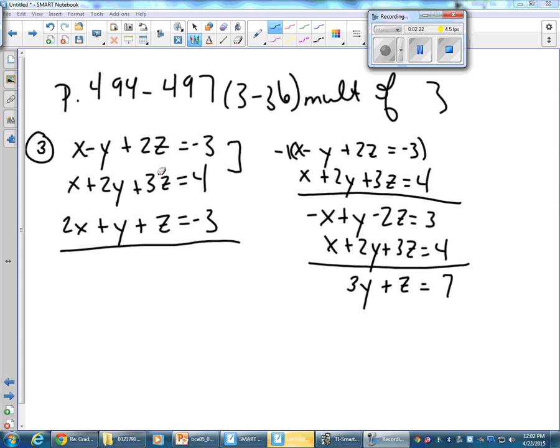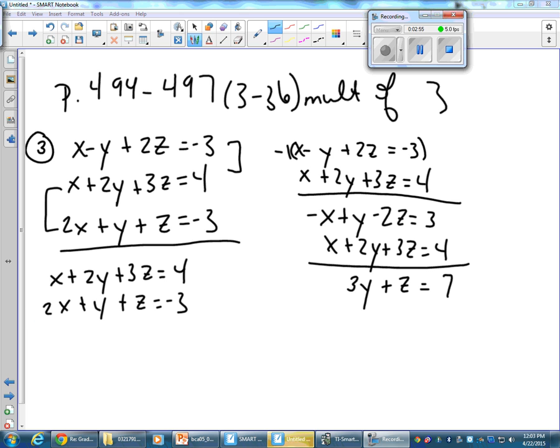Okay, so I used the first 2 to cancel the x's. Now I have to use another pair of equations to also cancel the x's. I can't use the first 2 again, so it either has to be the second and the third, or the first and the third. I'm going to let my 4th period pick. All right, they picked the second and the third. So I'm going to write them down: x plus 2y plus 3z equals 4, and 2x plus y plus z equals negative 3.